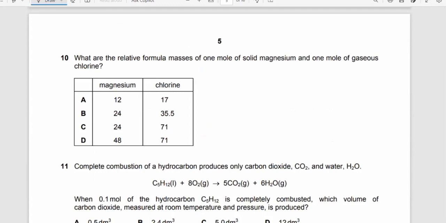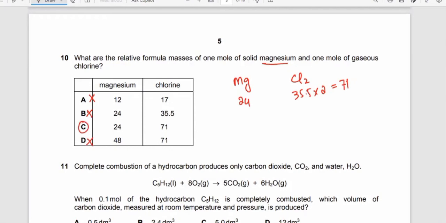So it explains only the one. Okay. What are the relative formula masses of 1 mole of solid magnesium and 1 mole of hydrogen, 1 mole of chlorine? Magnesium is 24, and chlorine Cl doesn't exist in the atomic form, it exists in the molecular form. 35.5 multiplied by 2, it becomes 71. So 24, magnesium cannot have 48, cannot have 12. 12 is its atomic number, not the mass. It doesn't exist in the atomic form, so that's why this is also incorrect. Option C is correct.